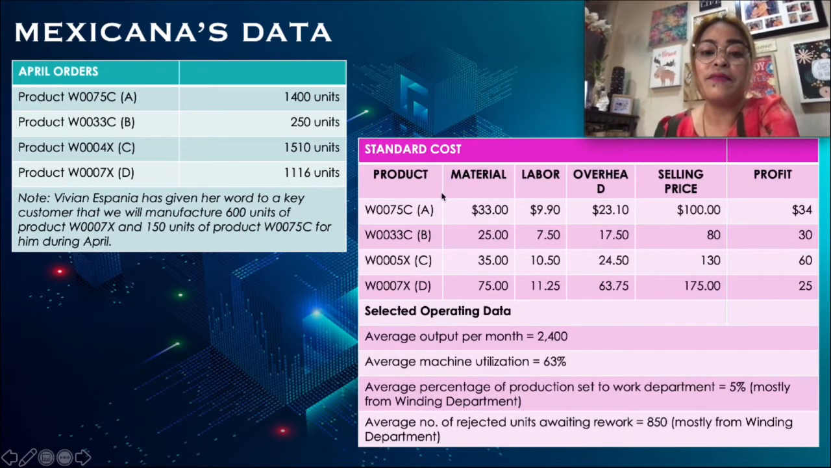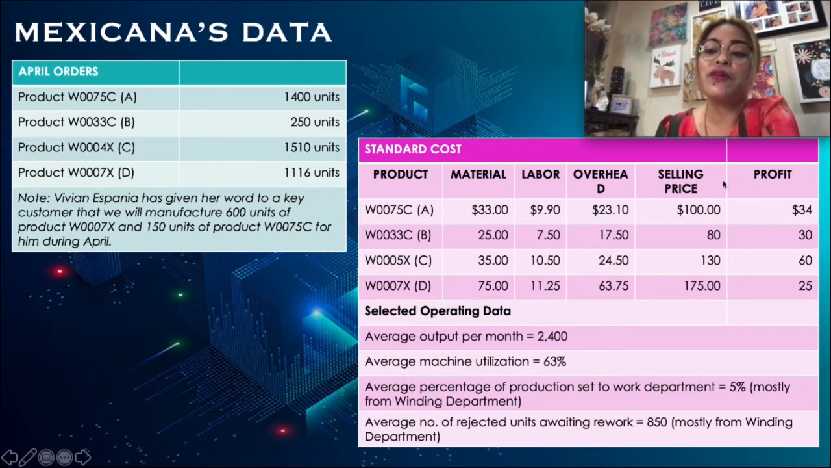Now, the second table actually shows the standard cost per unit of product type. You can see here the cost of material, labor, overhead cost, and the selling price. For product A, cost of material is $33, labor cost $9.90, overhead cost $23.10, and the selling price each unit of product A is $100, so on and so forth.